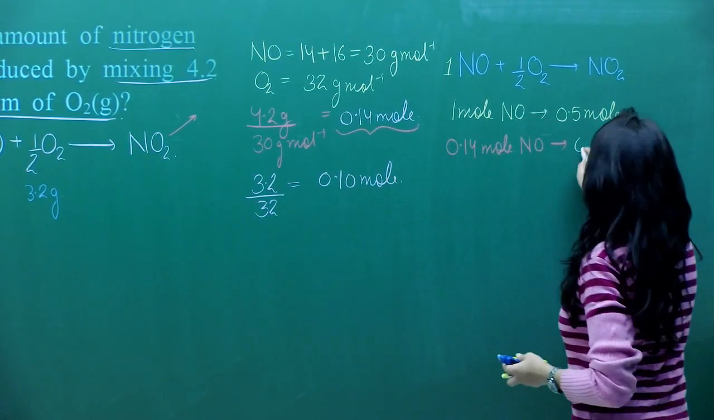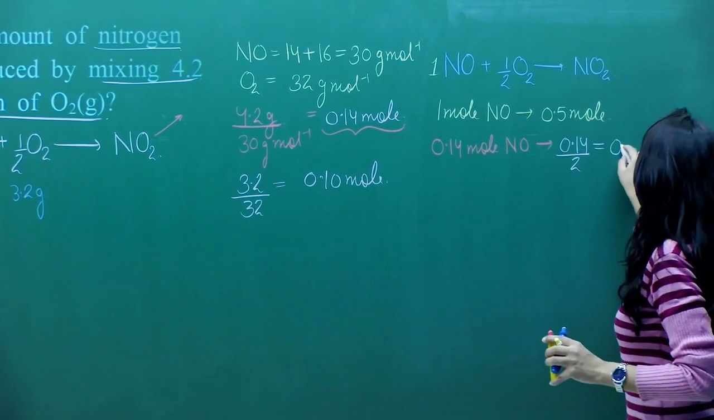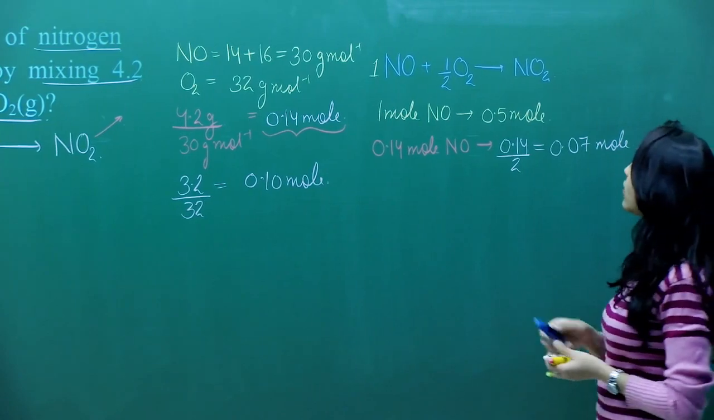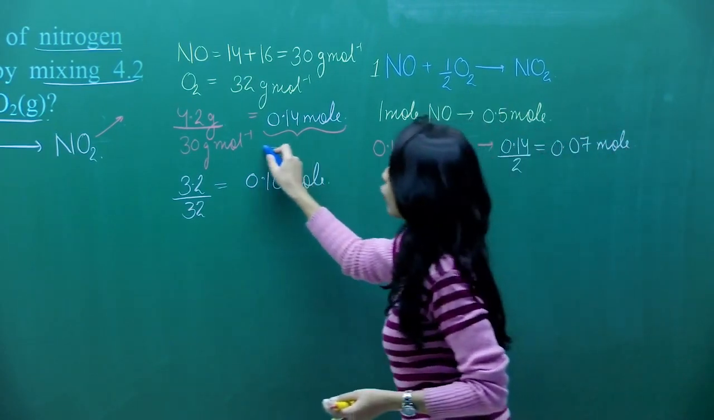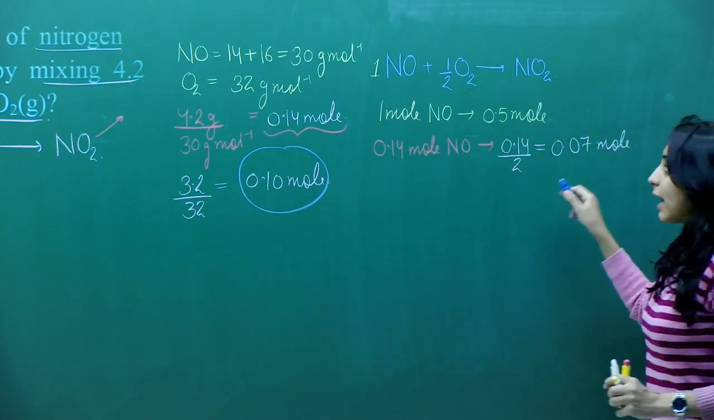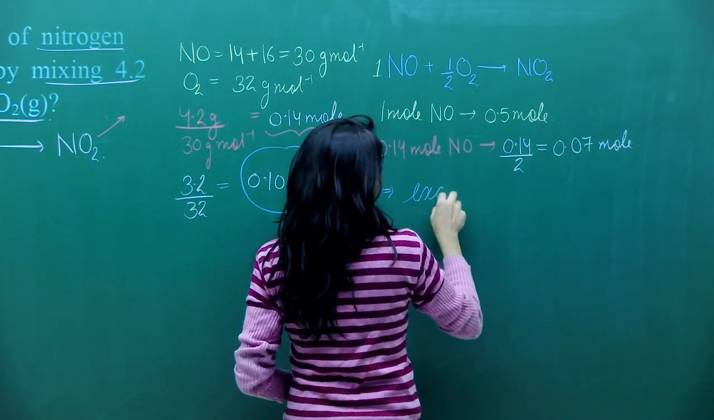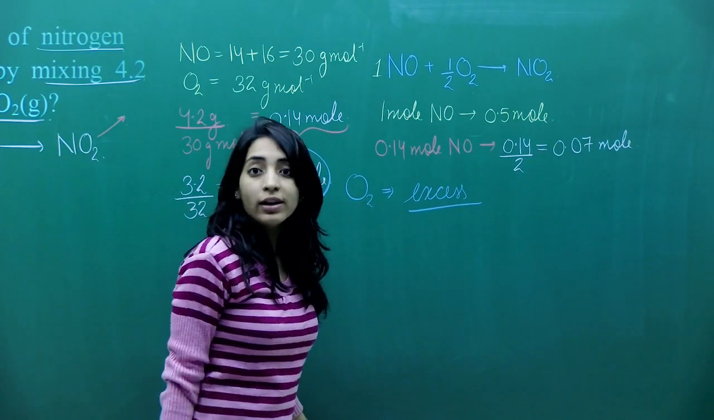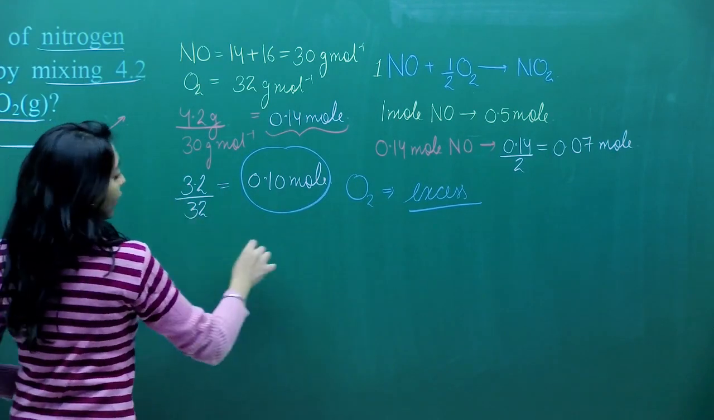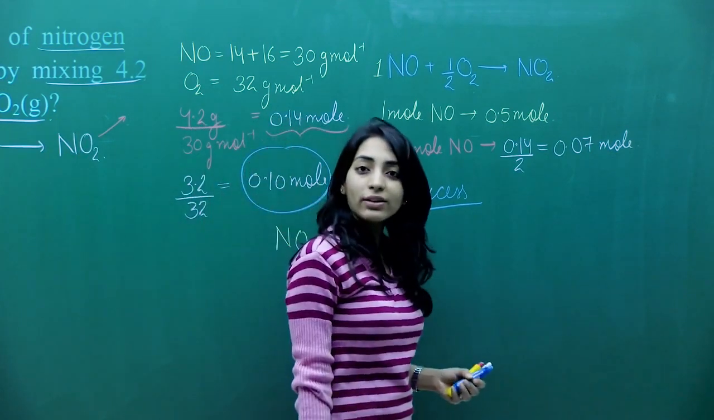Guys, now listen carefully. 0.14 divided by 2 is not 0.70. It is 0.07 moles. Okay? And how much O2 is available to us? The O2 available is 0.10, which is way greater than 0.07, right? That means the oxygen which is given to us is given in excess. Cool enough? So if the oxygen will be given to us in excess, we can simply say that now NO will be the limiting reagent, right?